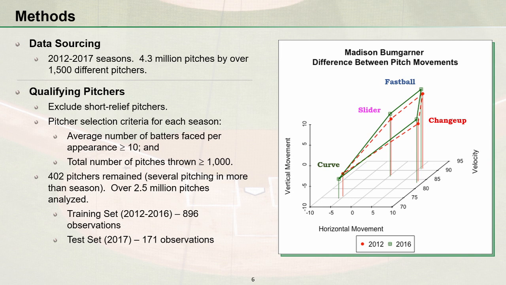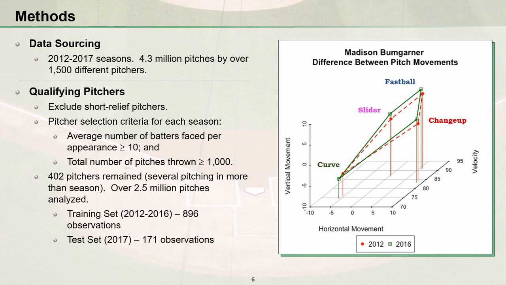So I conducted this research last summer, and I sourced PitchFX data from 2012 through the end of the 2017 season. I started with over 4.3 million pitches thrown by 1,500 different pitchers over those 6 seasons. And to ensure pitcher strikeout rates were representative of their pitch movements rather than from facing favorable matchups, short relief pitchers were excluded from my analysis.